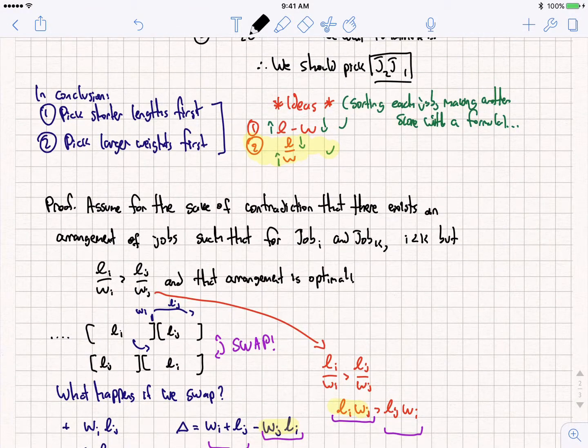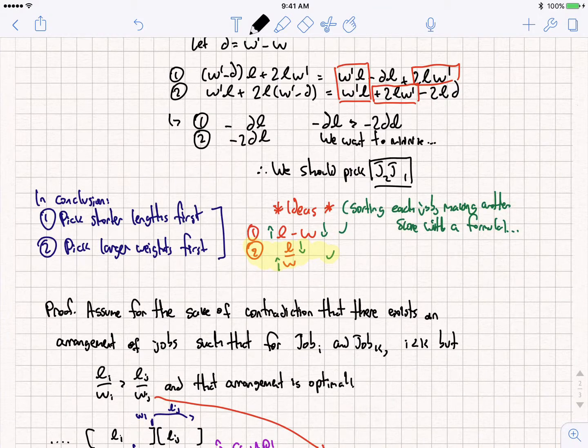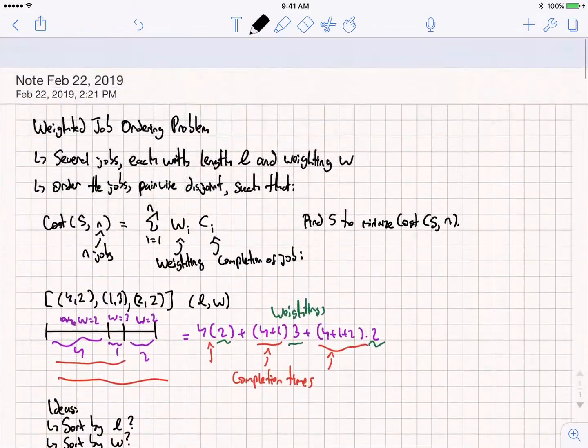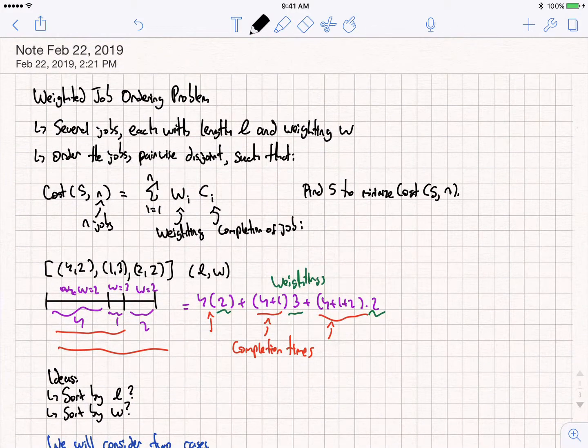This is it. So just to recap, we picked this heuristic where for every single job, we have this value L divided by W, and after we assign it to all of those, we just sort in increasing order of that, and we assign the jobs that way.